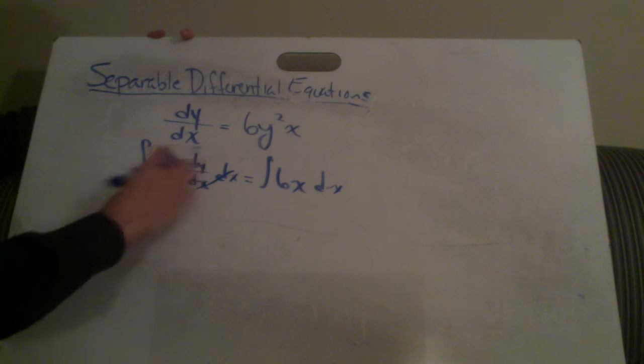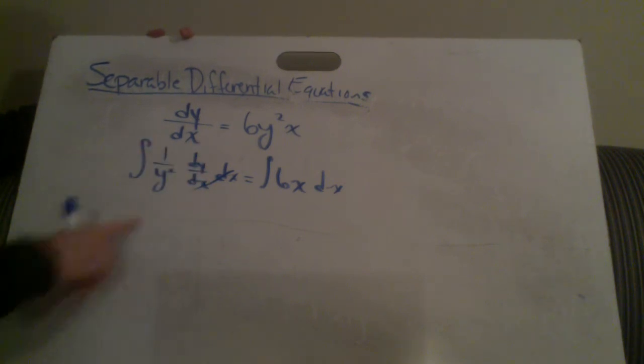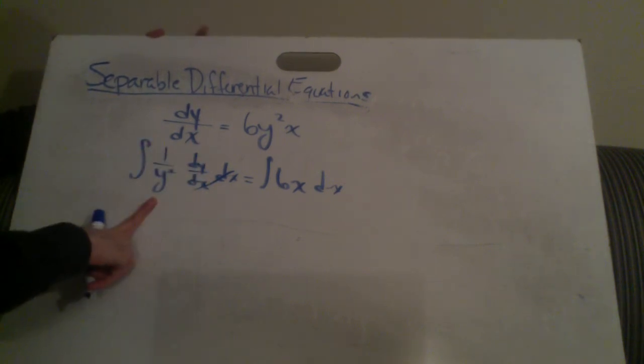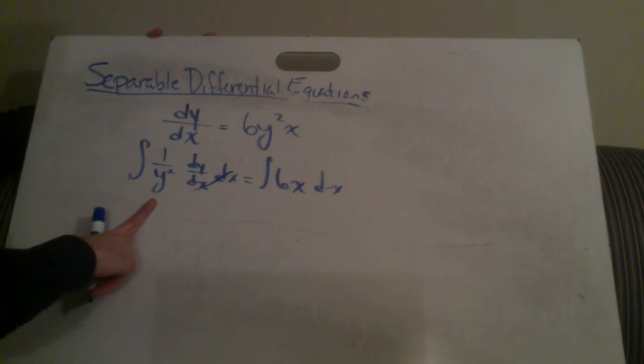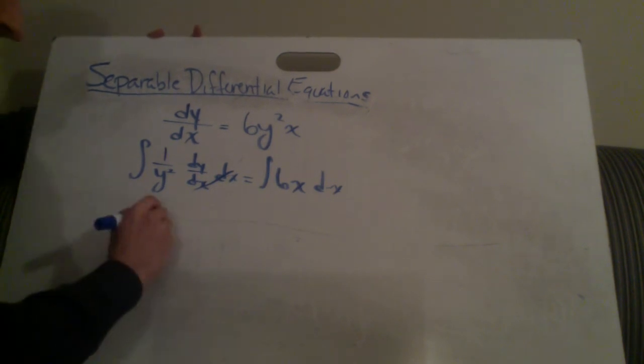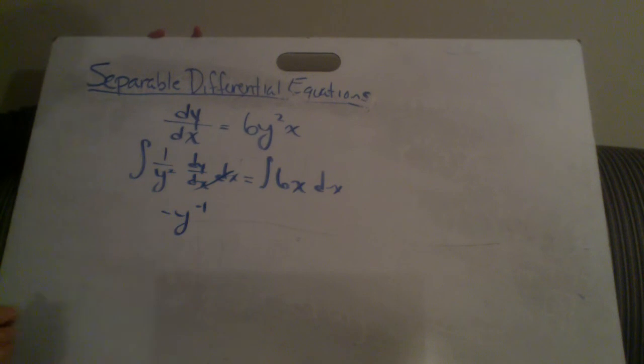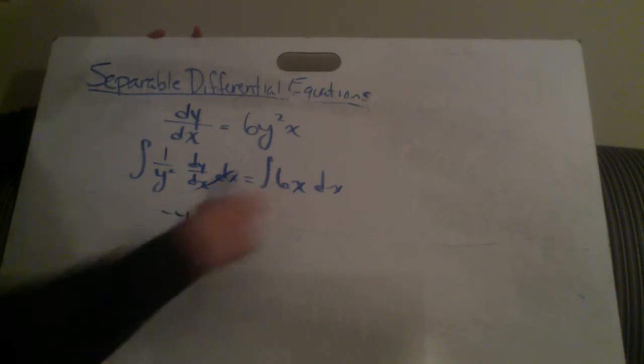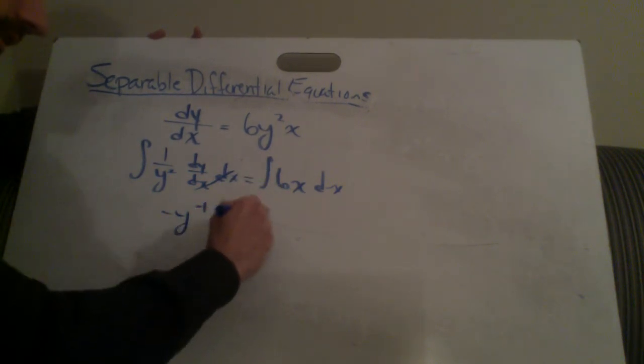This integral just becomes 1 over y squared dy. This is y to the negative second power, so I use the power rule, add 1 to the power, divide by that new power. I get negative y to the negative first, and that's got to be equal to 3x squared plus c.